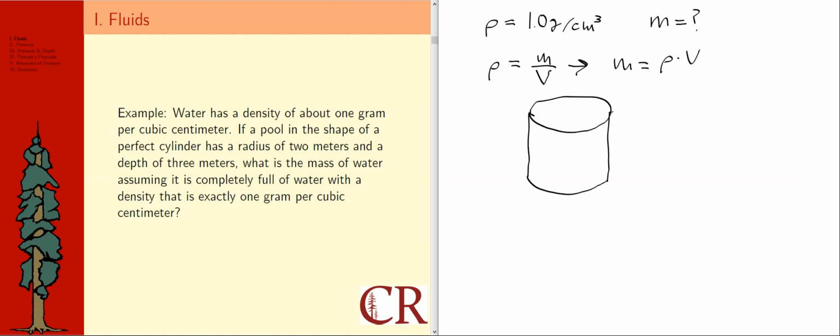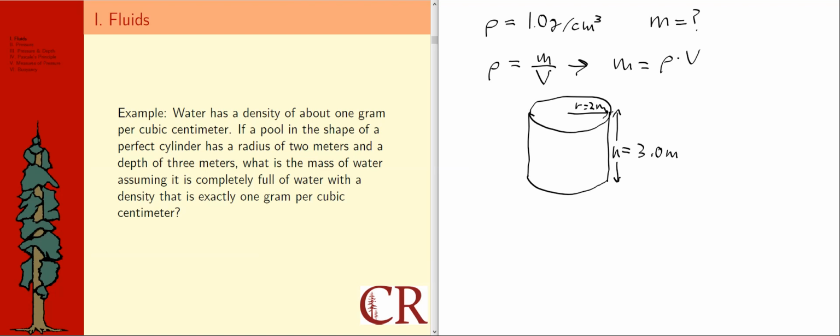In this picture, that's the depth of the pool, and I still use h, even though h sounds like height, but this is for a vertical height of this object, which really is the depth of the pool, and that's equal to 3 meters. And then we have the radius r here, which is equal to 2 meters.